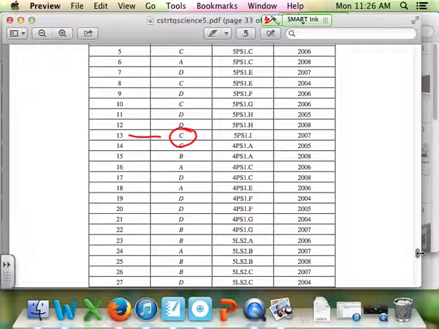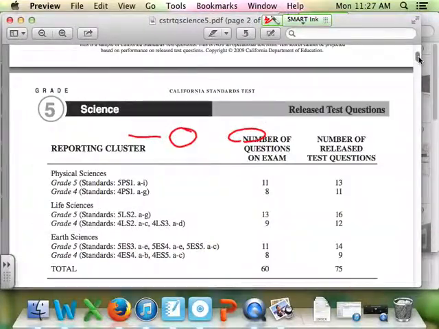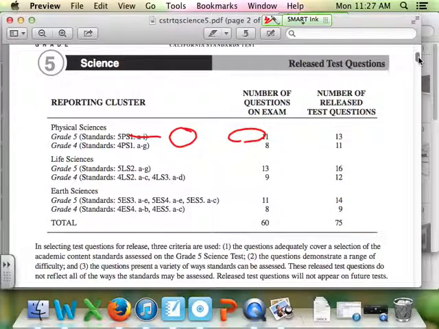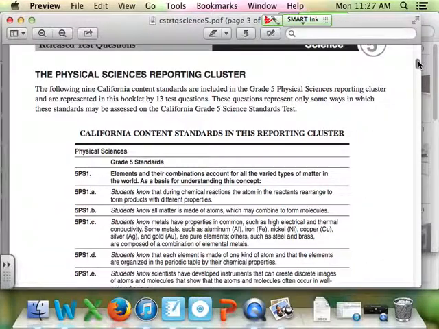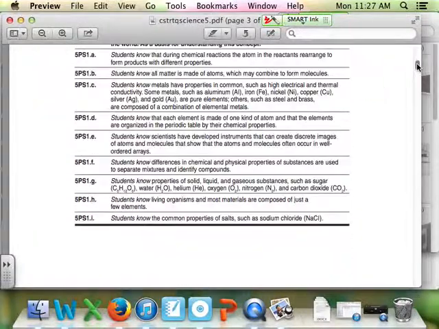It all has to do with standard physical science, PS 1.1. So we'll look over at physical science 1.1. Oh, that red thing's still there. Go away, red thing. Physical science 1.1. Elements and their combinations account for all the varied types of matter. So this is all about matter mixing or combining.